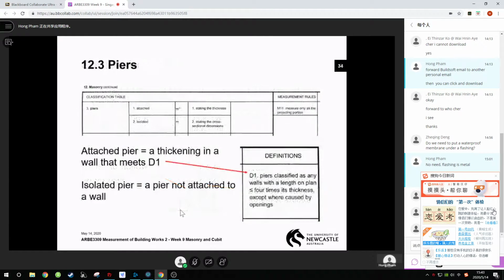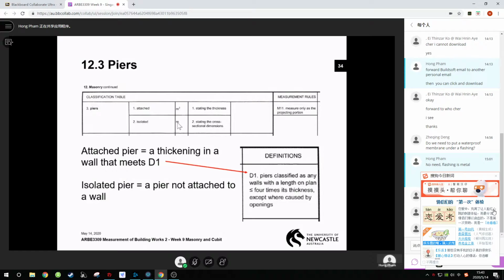So what is a pier? A pier has 2 types. One is attached piers and another one is isolated piers. Attached piers we will measure in meter square, but isolated we will measure in meter run. Meter run means a pier is actually a column. It's something like a column.